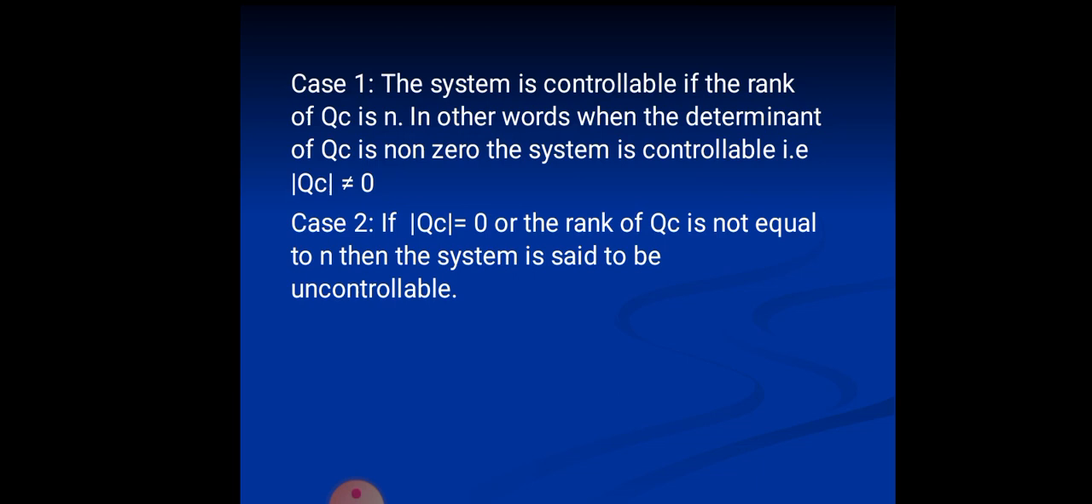Case 2: if the determinant of QC equals 0 or the rank of QC is not equal to n, that system is called uncontrollable.